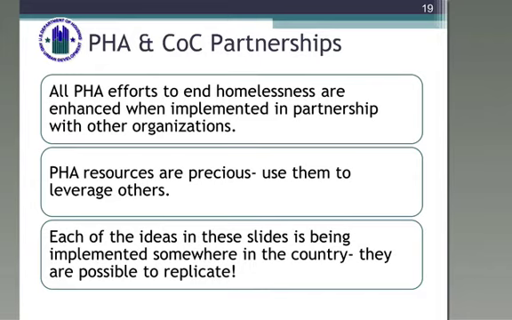Thanks, Irene. Now that we know a little more about CoCs and homeless systems, let's take some time to identify ways to consider partnering with a CoC.